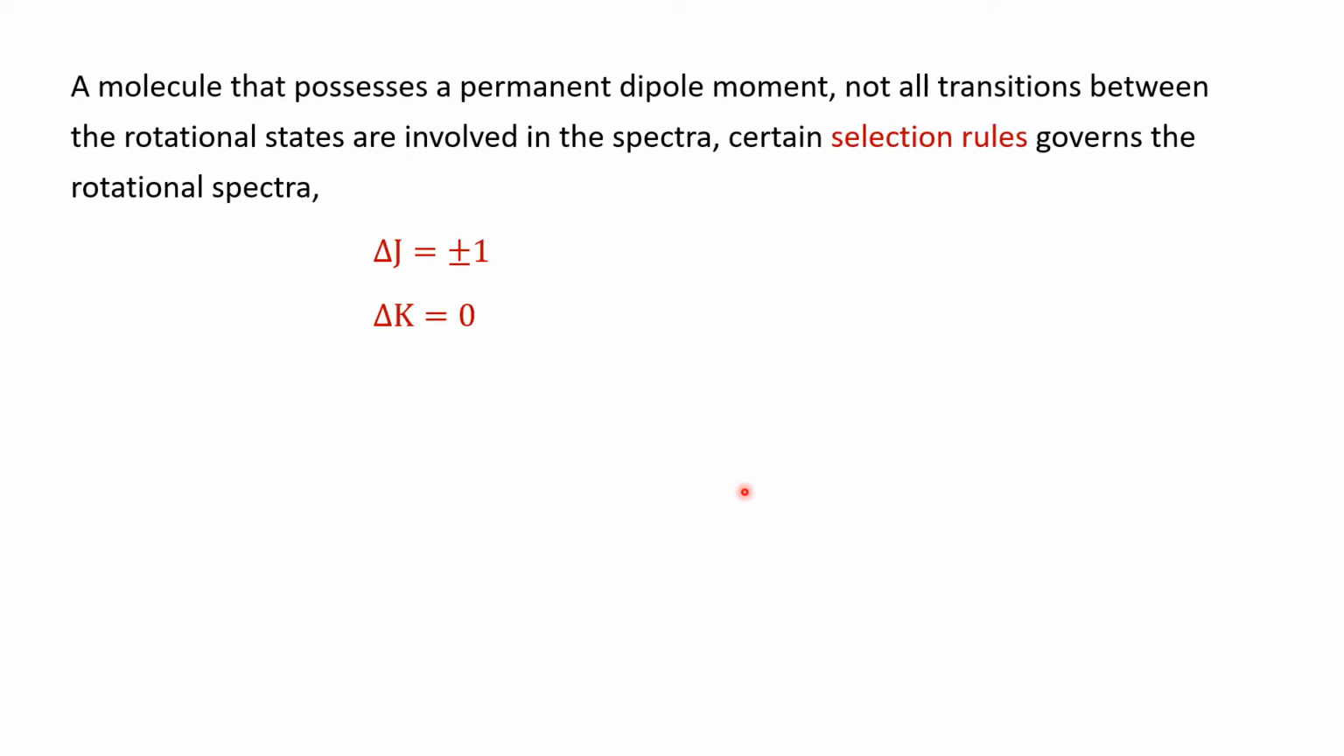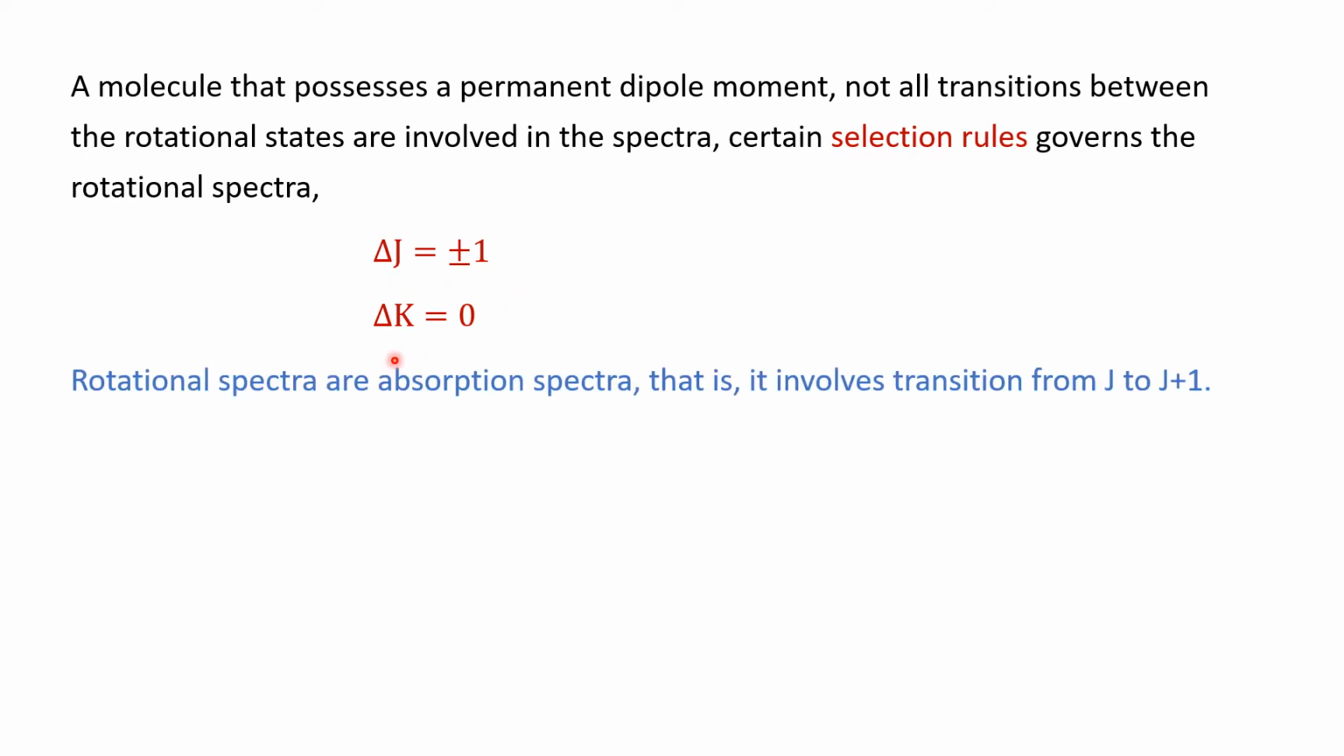As we have some selection rules for the transition in atomic physics, here also we have the selection rules for the transition of rotational spectra. So the two selection rules are that delta J must be equal to plus minus 1 and delta K must be equal to 0.